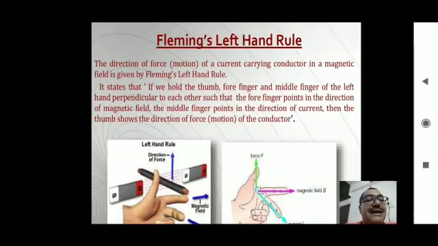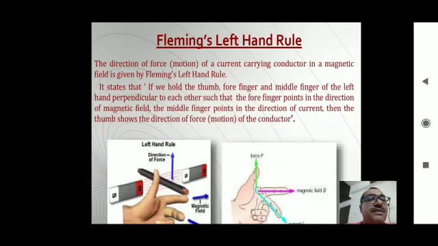So what is Fleming's left hand rule? It states that if we hold the thumb, forefinger and middle finger of the left hand perpendicular to each other, it means that the thumb, first finger and second finger are at 90 degrees, mutually perpendicular to each other. Then the forefinger points in the direction of the magnetic field. You can see in the second diagram that the thumb represents the force, the first finger represents the magnetic field, and the second finger represents the current. Then the thumb shows the direction of the force on the conductor.